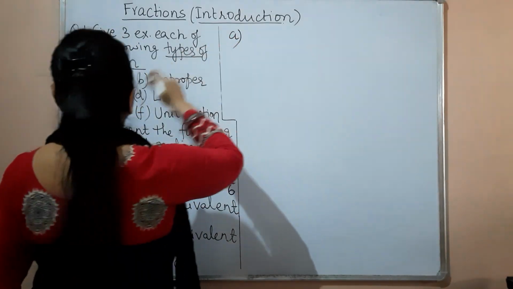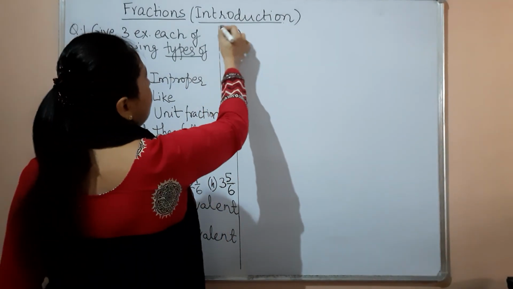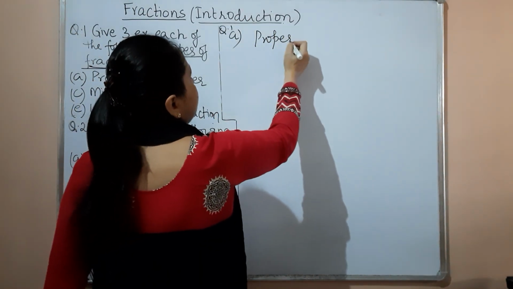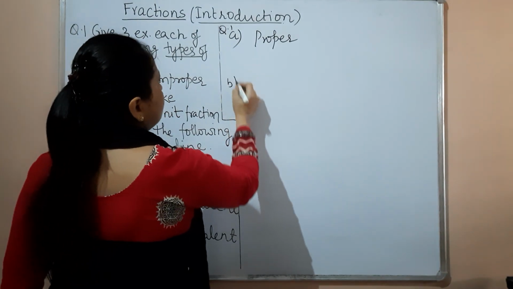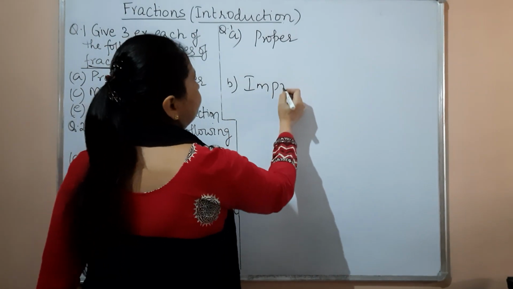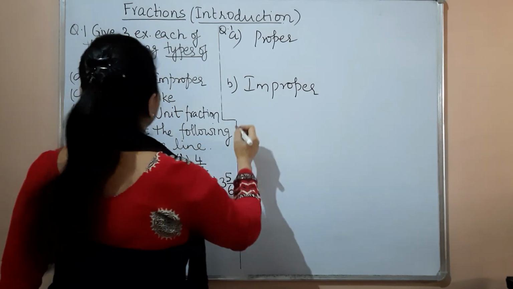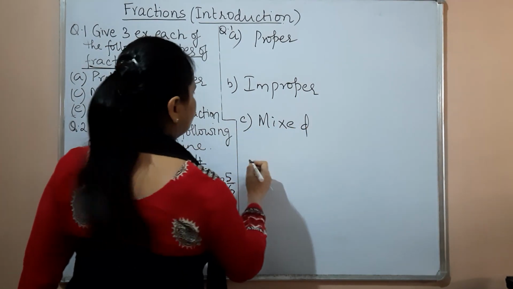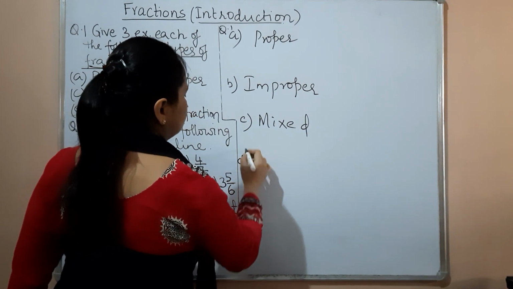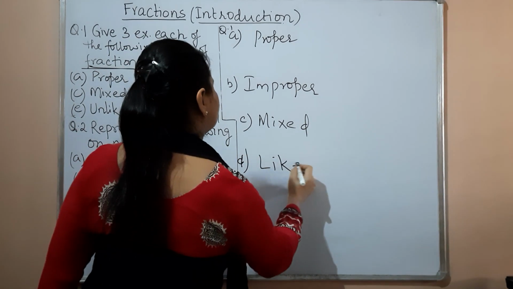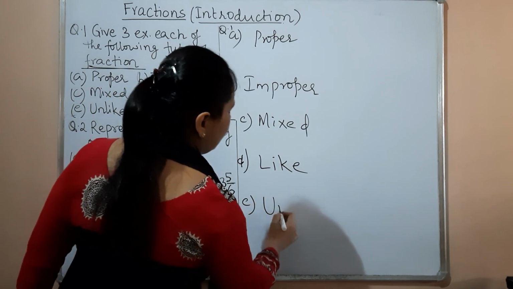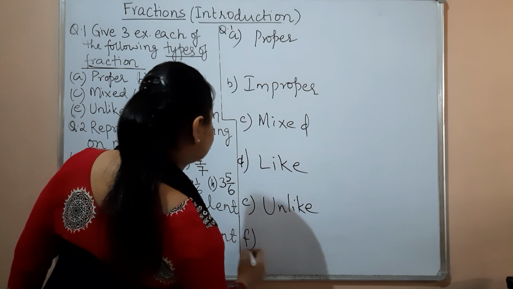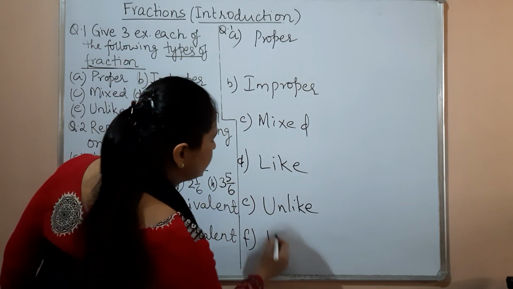Now suppose we take the first one. This is question number 1, first part, proper fraction. Second is improper fraction. Third is mixed fraction. Fourth is like fraction. Fifth is unlike fraction, and the last one is unit fraction.